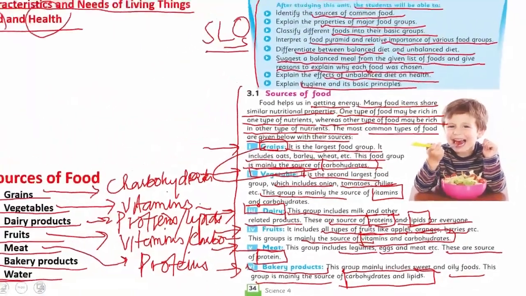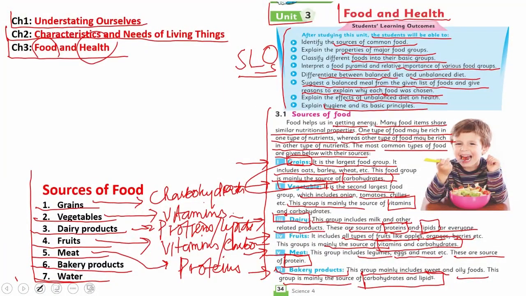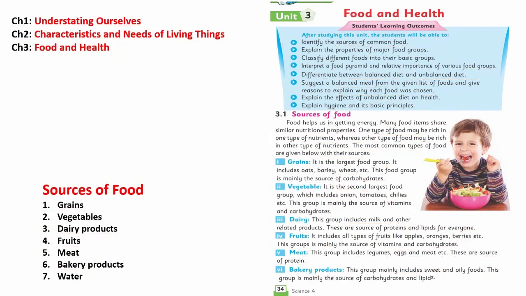So, what you saw, my dear students, once again, I'm going to remove this lecture and then you will tell me. Okay, hurry up. Grains, carbohydrate. Vegetables, vitamins and carbohydrate. Dairy products, proteins and lipids. Fruits, vitamins and carbohydrate. Meat, protein. Bakery product, carbohydrates and lipids.